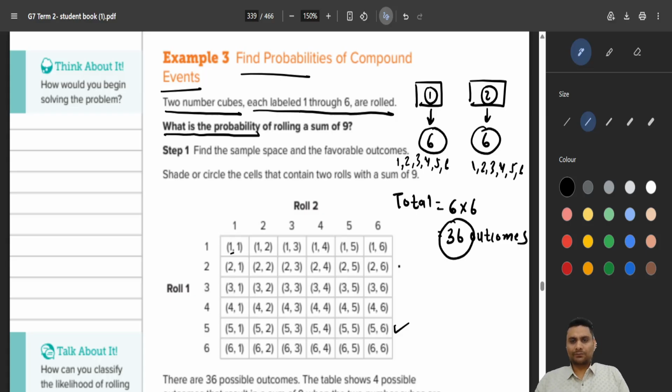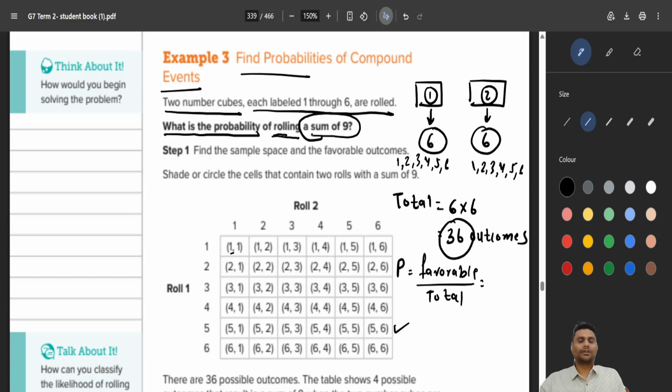Next, what is the probability? So we are talking about the probability. Okay, so probability, that is, favorable over total. Correct? Favorable outcomes over total outcomes. Okay.